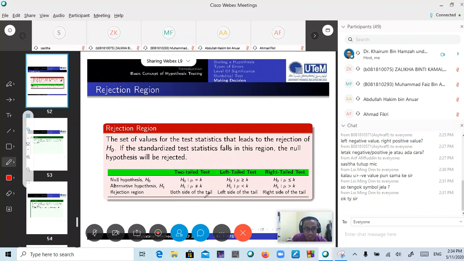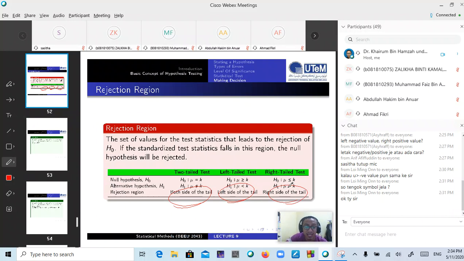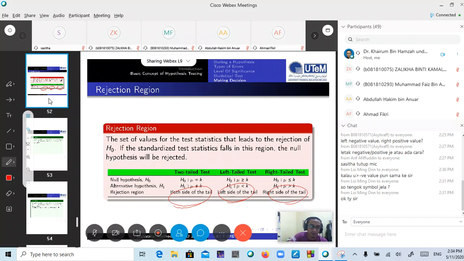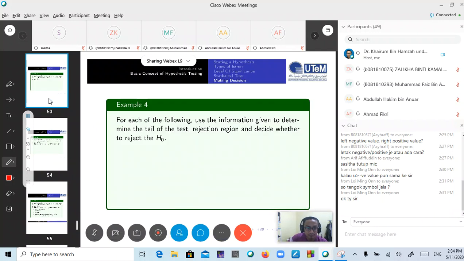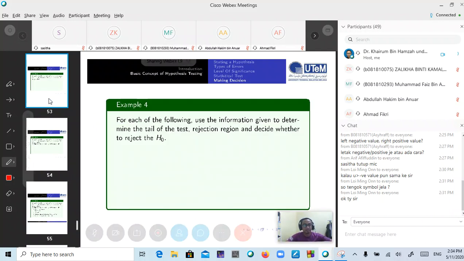Okay. Rejection region, both sides of the tail. So this one, left tail only on the left side, and then right tail only on the right side. Rejection region means that you reject H naught. Okay. Next, let's look at the example.